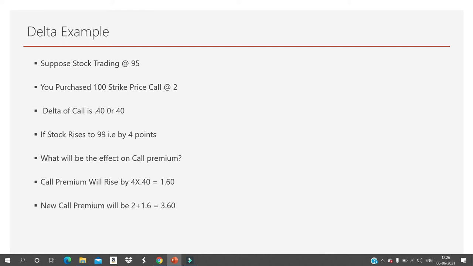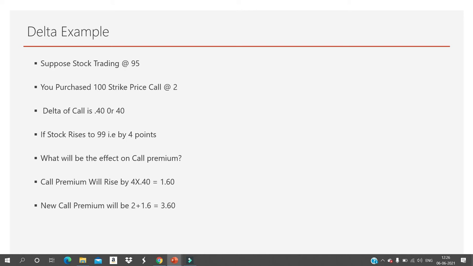We'll take one example. Suppose a stock is trading at 95 rupees and you have purchased a 100 strike call at the rate of 2, and that call premium has a delta of 0.4, or 40 you can say. If the stock rises by 4 points, to 99, what is the effect on the call premium? You understand, there is a movement in the underlying, so how much impact does that stock movement have on our call premium? That impact, that effect, is delta.